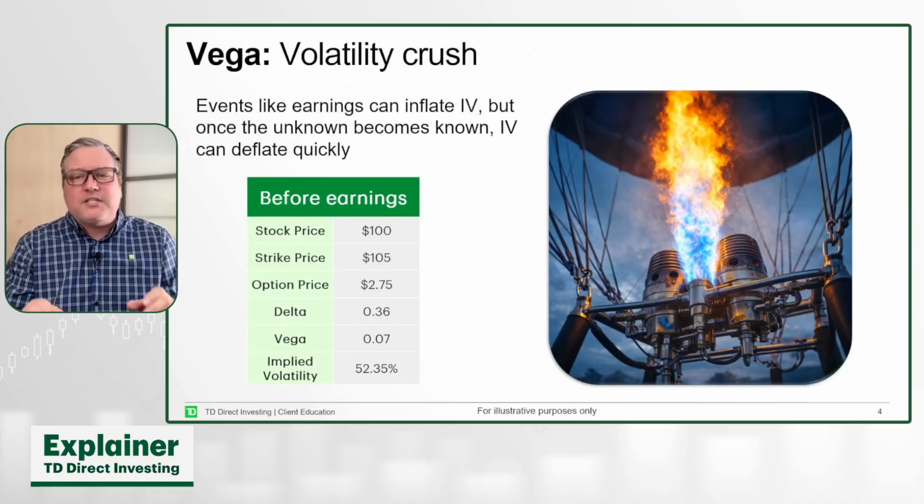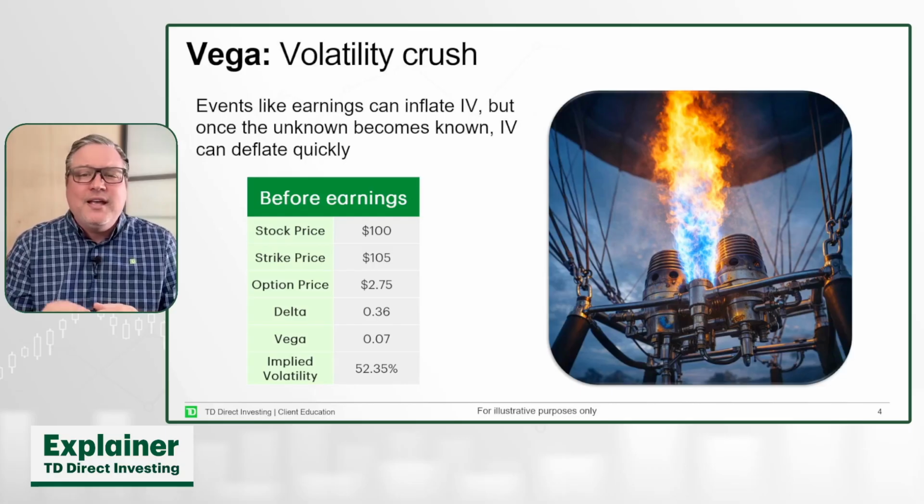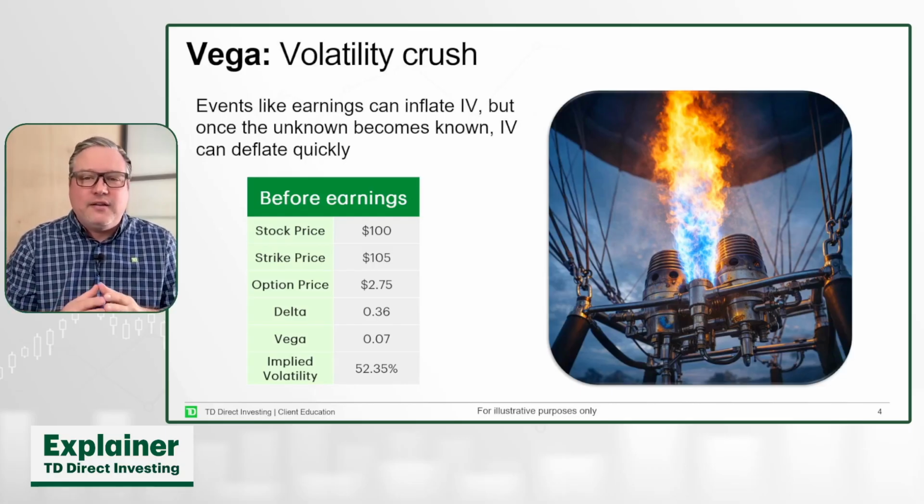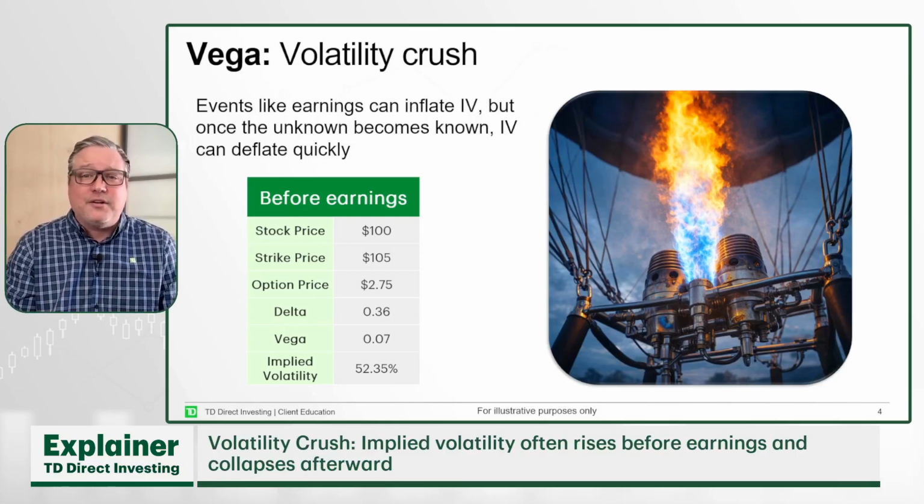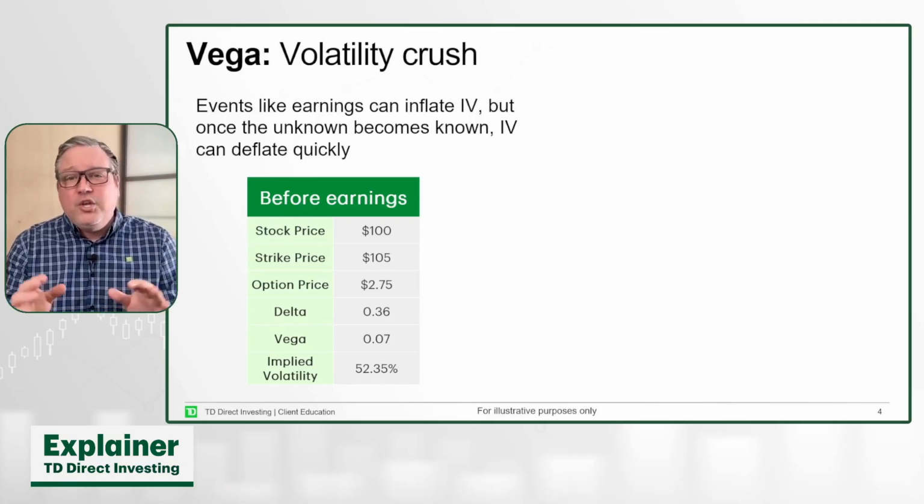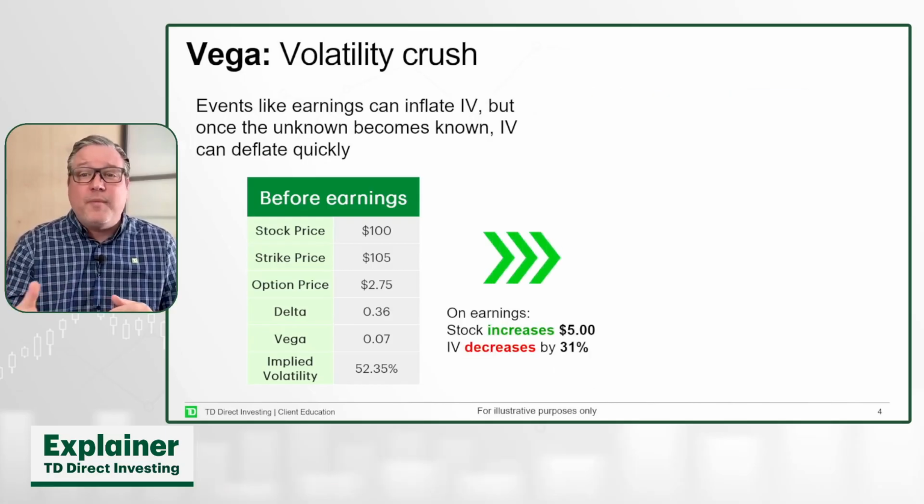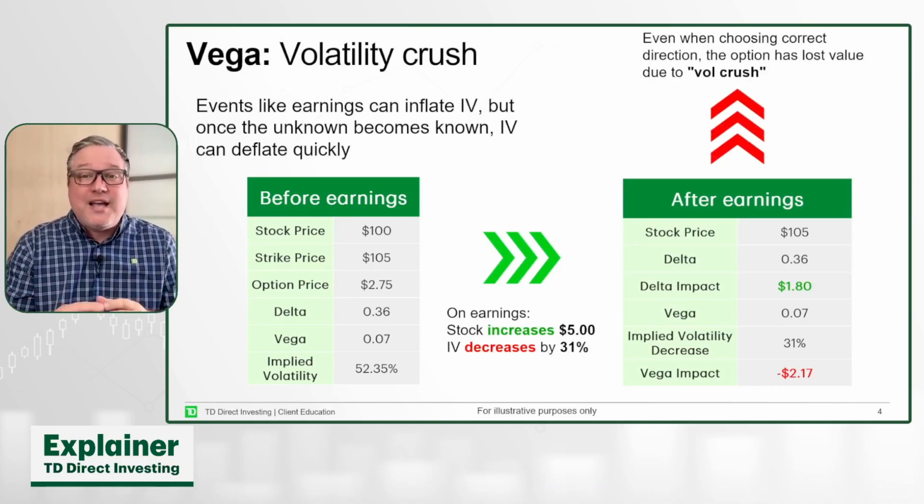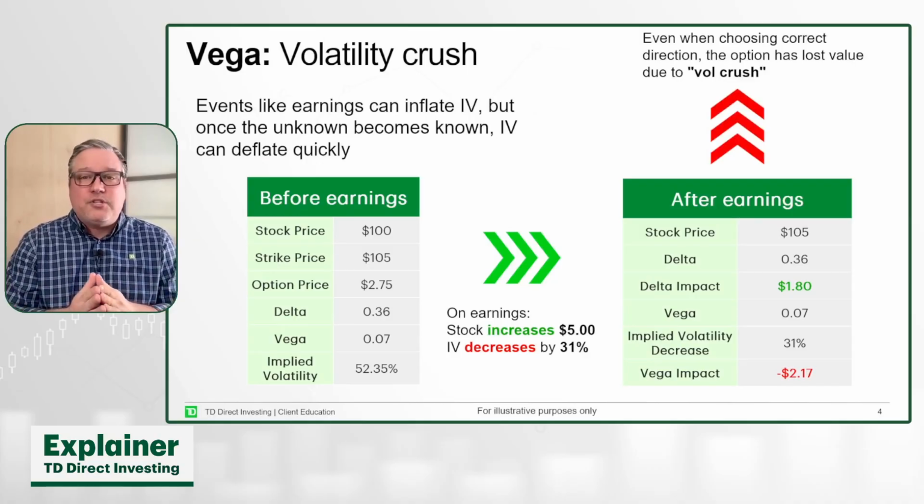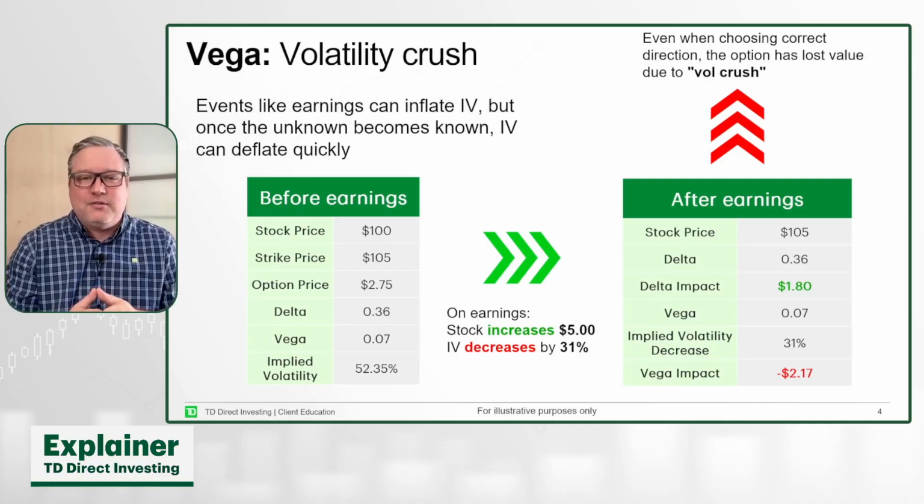Now, one of the biggest real-world examples of Vega in action is around earnings season. Implied volatility often rises before an earnings event and collapses afterward. This phenomenon is often referred to as vol crush and can be a major profitability factor, sometimes larger than the price of an underlying stock in the near term. Using the example on the screen, when we move from an unknown to known after an earnings announcement, we can see that vol crush has an outsized impact on the premium. This fact is one that makes trading options around earnings a higher risk proposition.